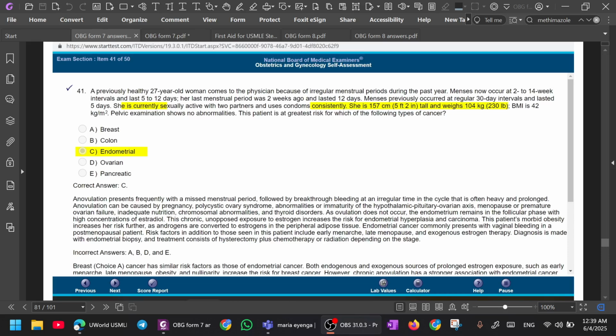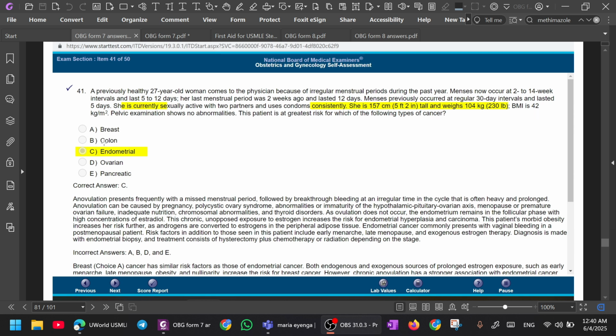This chronic unopposed exposure to estrogen increases the risk of endometrial hyperplasia and cancer. This patient's morbid obesity increases the risk further, as androgens are converted to estrogen in the peripheral tissue. Endometrial cancer commonly presents with vaginal bleeding in the menopausal patient. These risk factors, in addition to those seen in this patient, include early menarche, late menopause, exogenous estrogen therapy. Diagnosis is made with endometrial biopsy, and treatment consists of hysterectomy plus chemo or radiation, depending on stage.